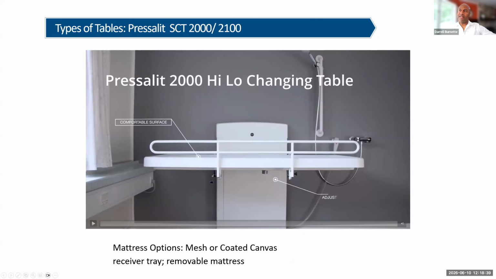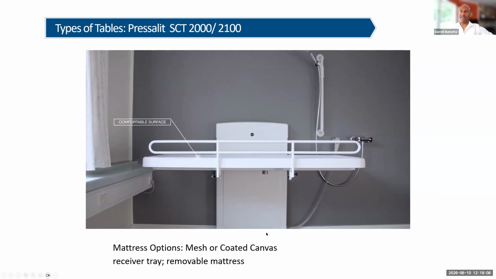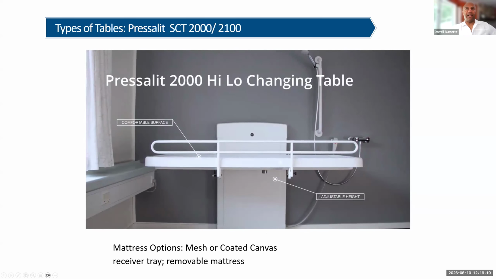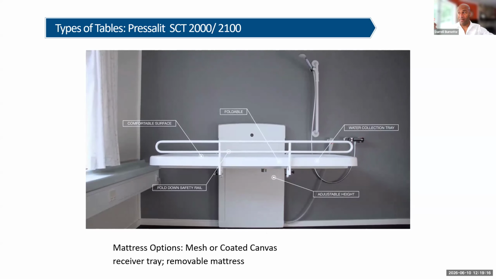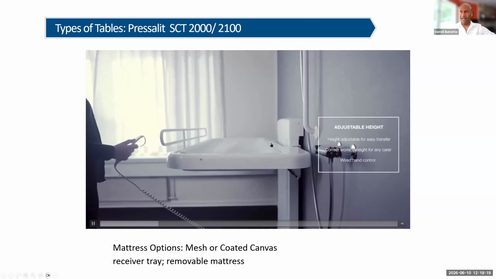Pressalit 2000 or 2100. It's just a difference in the mattress. The mesh mattress is the 2000. The coated canvas is the 2100. If you're definitely going to be in the shower, that mesh mattress is good. But if it's going to be outside the shower, coated canvas is better because it's easily cleaned. I would not recommend a mesh mattress in a dry room because it will collect all kinds of dirt and bacteria. If you drop a diaper upside down, it's all over. If you wipe it, it's still going to be in the mesh mattress. As in this video, it's a mesh.